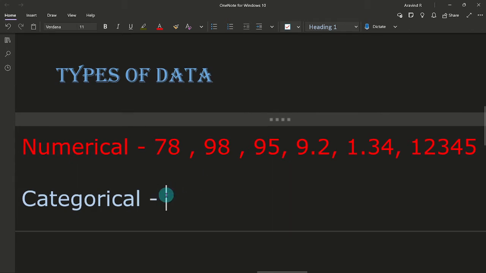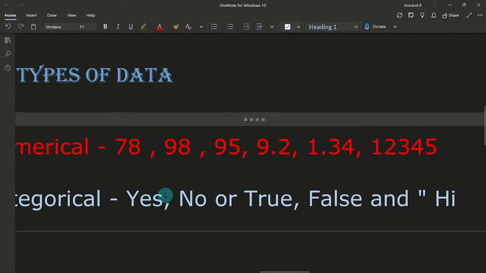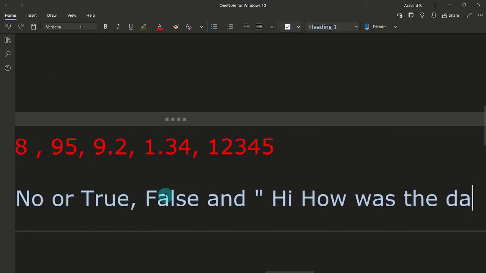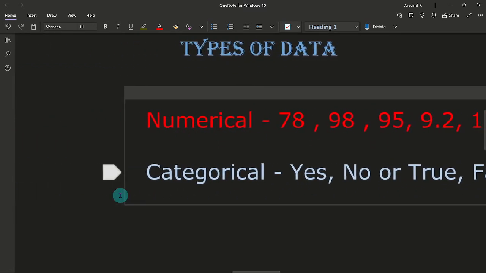So what is categorical? Categorical is a simple data type. In the types of data, we have a numerical data type as well as a categorical data type. In categorical data, the data looks like yes, no, true as well as false, and some other data like string data, for example, how was the day. This is the categorical data.